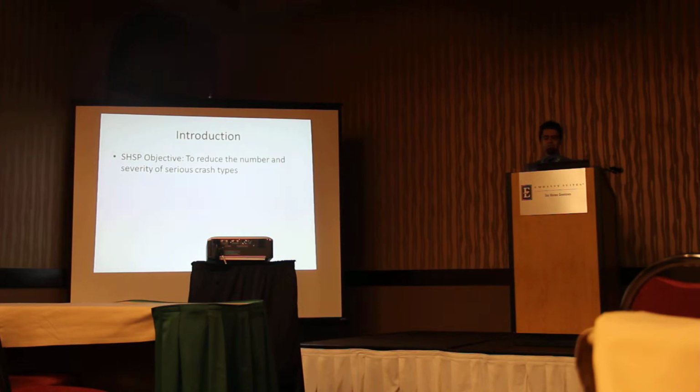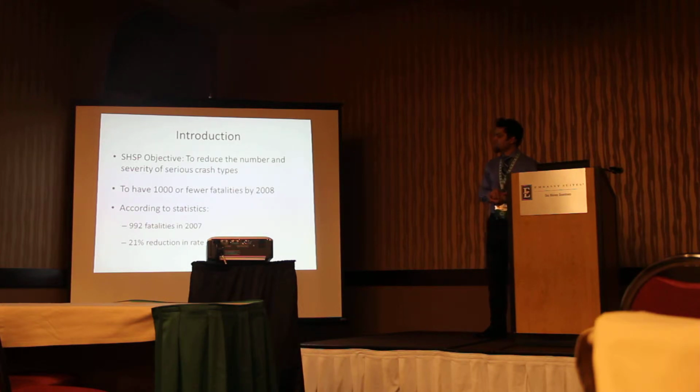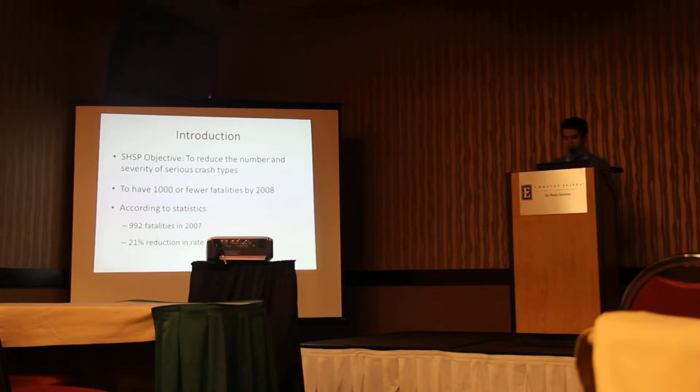The objective of the SHSP was to reduce the number and severity of crashes, especially the severe ones. Specifically, they wanted 1,000 or fewer fatalities by 2008. They started in 2004 and 2008 was the goal. According to the statistics, about 992 fatalities were recorded in 2007, which already met the goal, so they reached it a year earlier. In percentages, that is a 21% reduction in the rate of fatality.